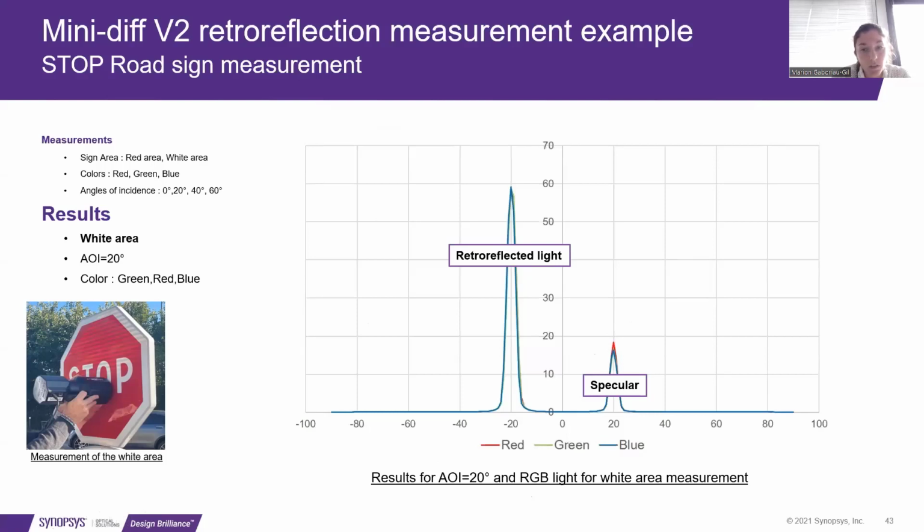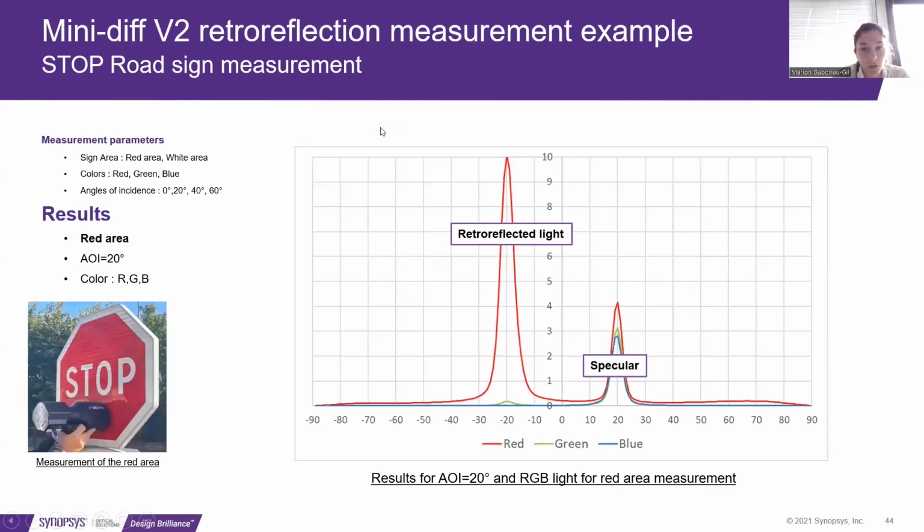If we take a look here in 2D representation with the other colors, red, green, and blue, we have the same observation. It's not very interesting here because it's in the white part, so it's more interesting to look at this representation with the measurement in the red part of the sign, and you can clearly see that the red curve is higher than the other one. So we really have information on color thanks to the mini DV2 measurement. I'm going to show you this in the software.